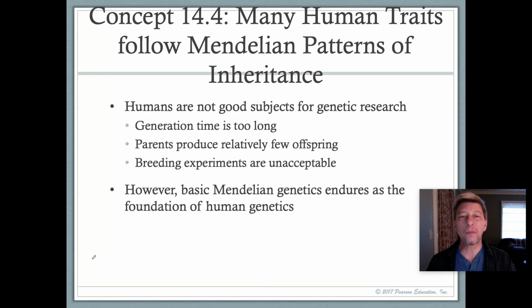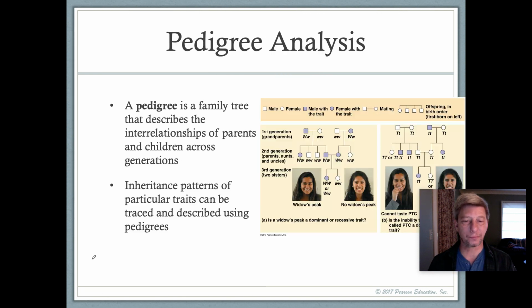However, studying human beings can be very difficult in terms of inheritance patterns because the generation time is so long. Oftentimes it's 20, 30, even 40 years between generations, and parents only produce a few kids, and so it can be very difficult to trace a gene or an allele through a population.